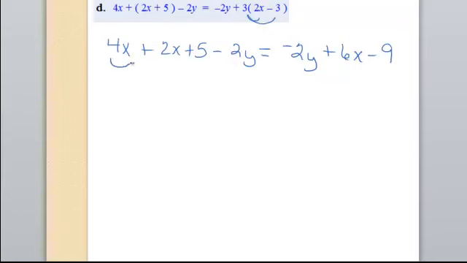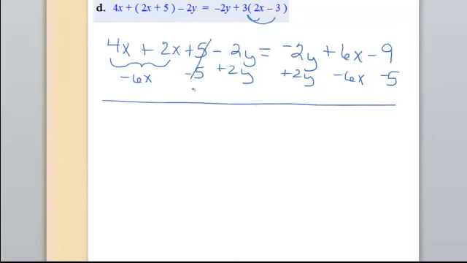So we need to combine these. We need to move the 2y over here, move the 6x over here, and move this 5 to the right. Let's see if we can do all of that in one step. This is 0. This is 0. This is 0. This is 0. So 4x plus 2x is 6x, and 6x minus 6x is 0. Interesting. Negative 9 minus 5 is negative 14.